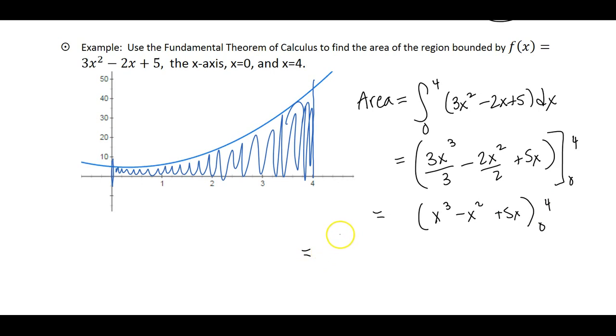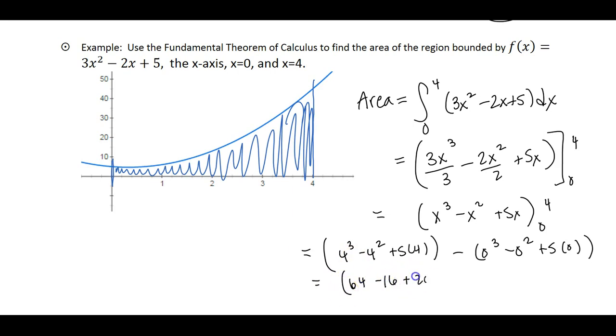which is going to be, see, we'll have 4 cubed minus 4 squared plus 5 times 4 minus 0 cubed minus 0 squared plus 5 times 0, which is 64 minus 16 plus 20 minus 0, or 68, and this is area, so this will be units squared. So as long as you have a function that's positive on the whole interval, you can actually use this process just to find the area.